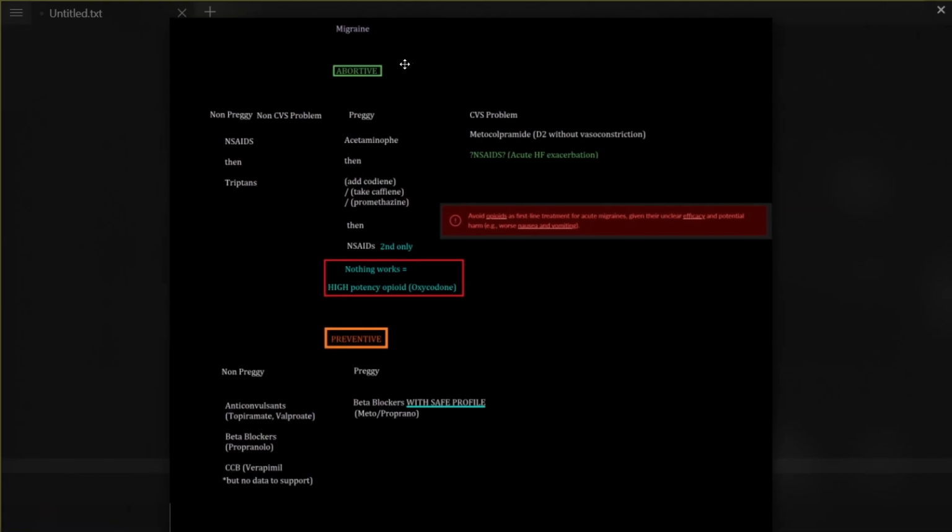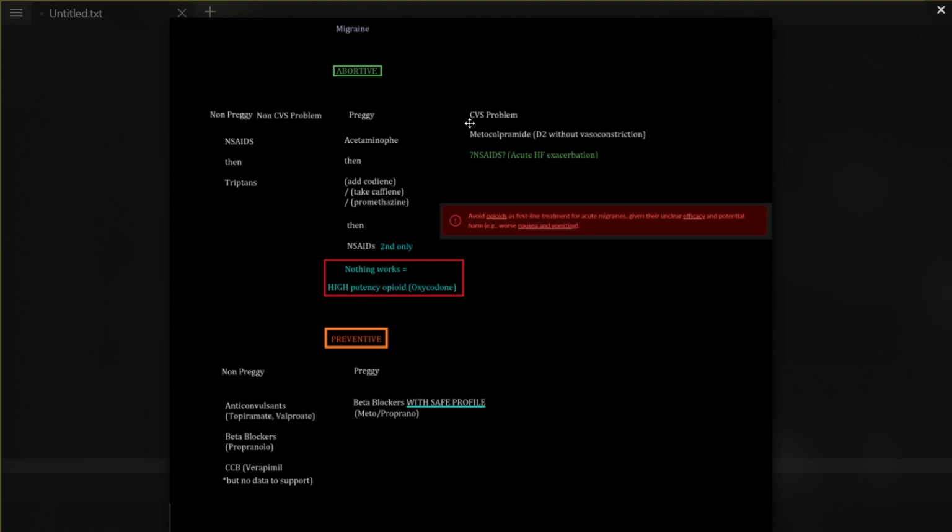Let's do a quick recap. For abortive, for a patient who is in acute pain, you are going to subcategorize them into three patient groups. The first is only migraine. This is the regular algorithm: start with NSAIDs, then if refractory, give them a triptan. Patients who are pregnant, you don't want to start with NSAIDs; instead you give them acetaminophen, then add low potency opioids, then you can use NSAIDs, and if nothing is working, you can have the patient take high potency opioids.